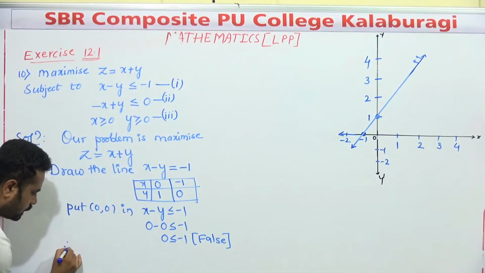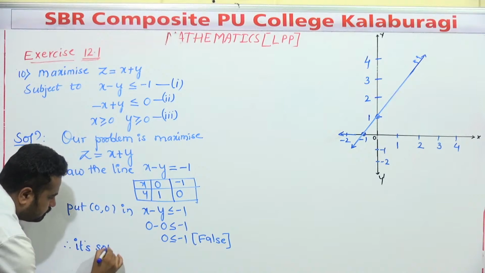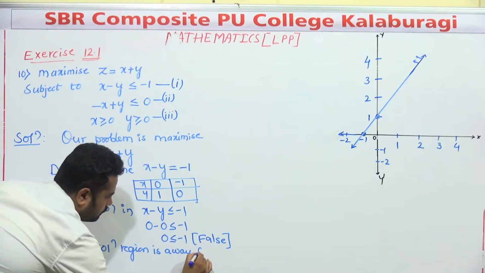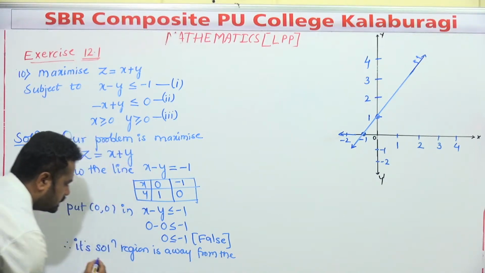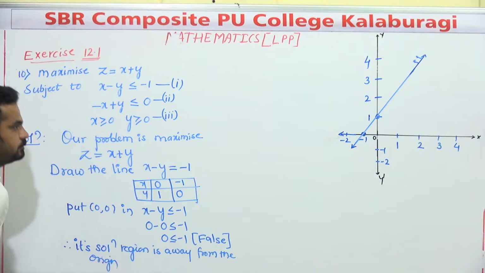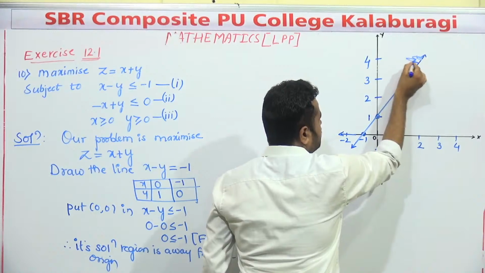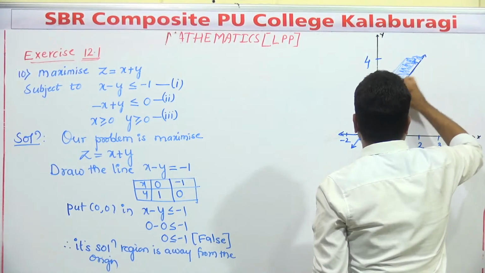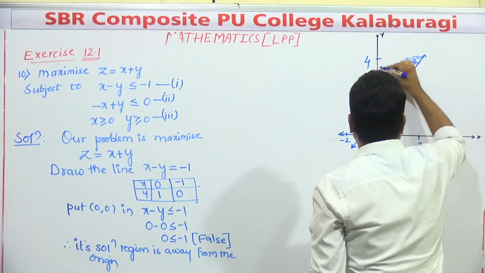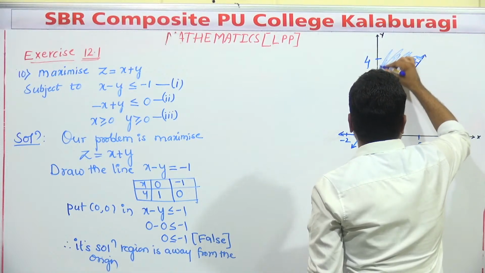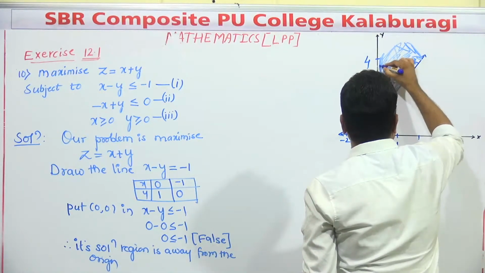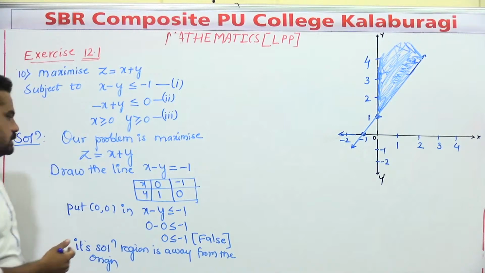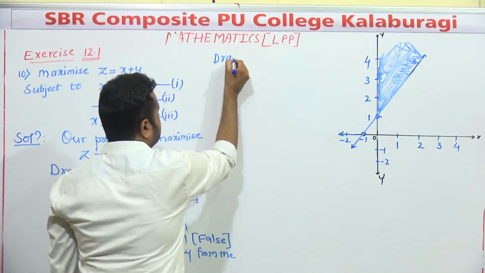Now, therefore, its solution region is away from the origin. Remember, its portion is on this side. This is the solution region. I am taking it only in the first quadrant. Why? Because of our third constraint. What is our third constraint? The feasible region, if it exists, will be only in the first quadrant. Correct? And what is the second line? Draw the line.